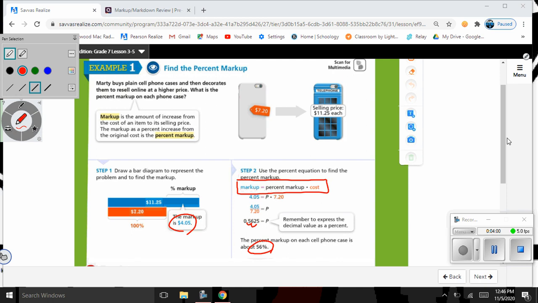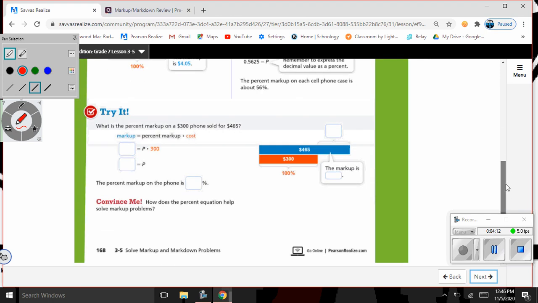56% markup on that cell phone, which in the real world scheme of things is not uncommon. Obviously, they have to mark it up in order to make some money. So let's scroll down and take a look at the try it piece.